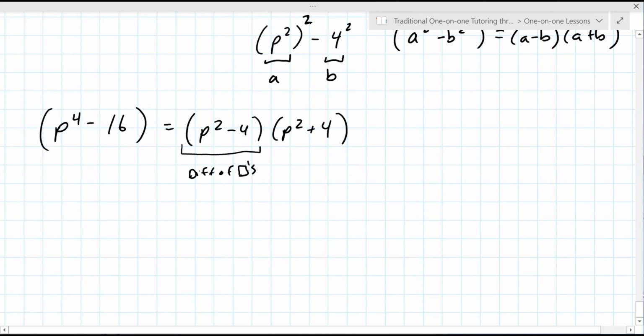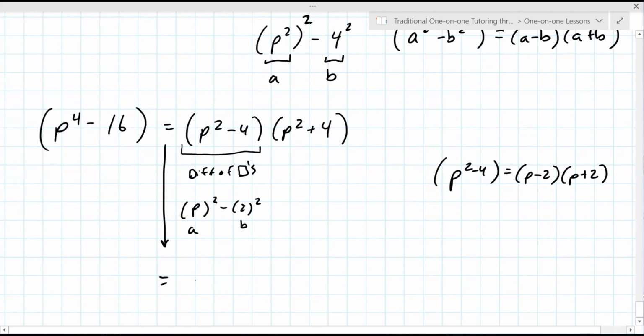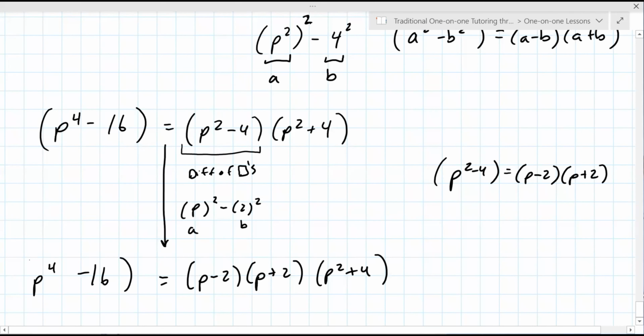I see that. So here it's p squared minus 2 squared. So this is your A and this is your B. So this right here, p squared minus 4, kind of off to the side, it becomes p minus 2, p plus 2. And so you bring this equal sign down: p minus 2, p plus 2, p squared plus 4. That's your final answer on that one.